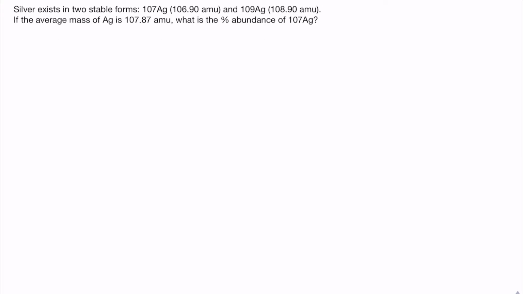So to start, we know the average mass of 107.87. And we know this average mass is going to be made up of these two stable forms of silver, one of 106.9 atomic mass units and the other of 108.9 atomic mass units.